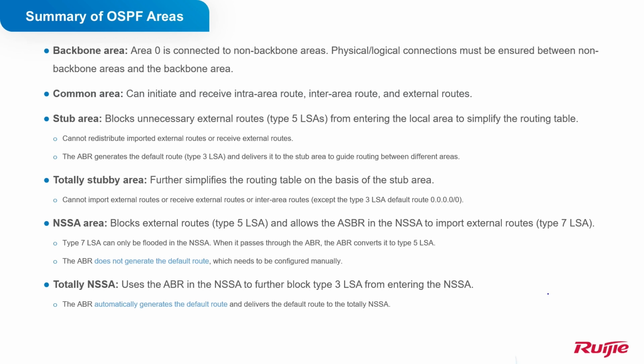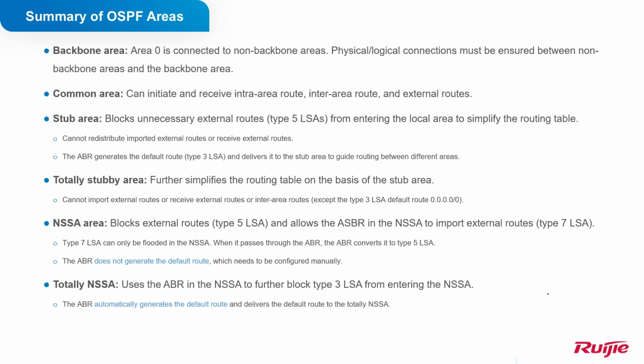Okay. And for the NSSA area, we have to remember the ABR belonging to the NSSA area cannot generate the default route. So we have to use the command default-information originate to generate the default route. Okay, so this is another difference between the NSSA area and the stub area.